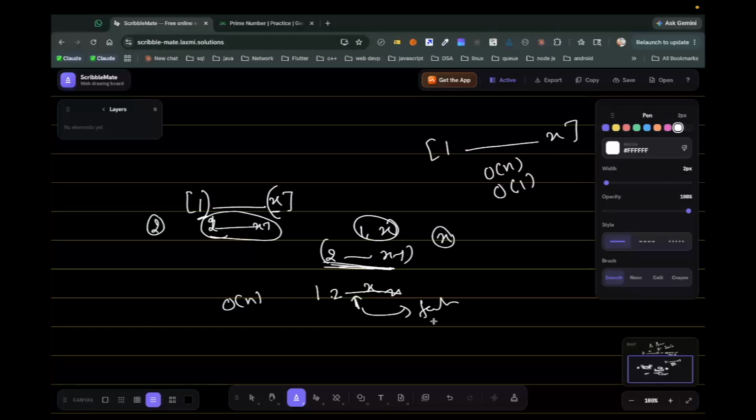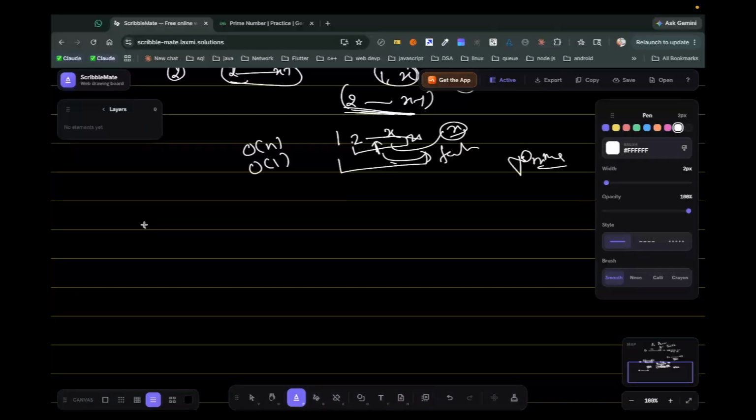But in worst case, if a given number is a prime number, then none of the numbers from 2 to x minus 1 can divide x, right? So in that case we traveled all the way from 1 to x. So that's why the time complexity is big O of n and the space complexity is still big O of 1. Now let's see method 3.